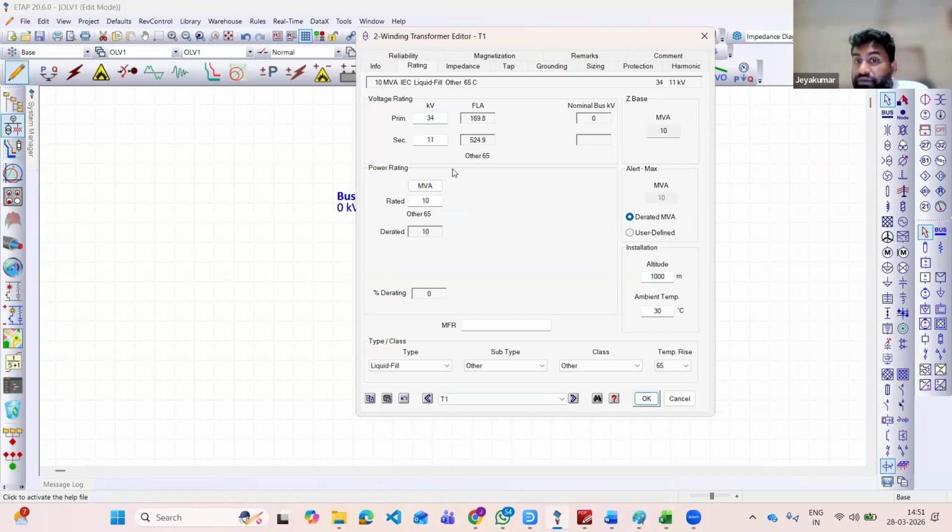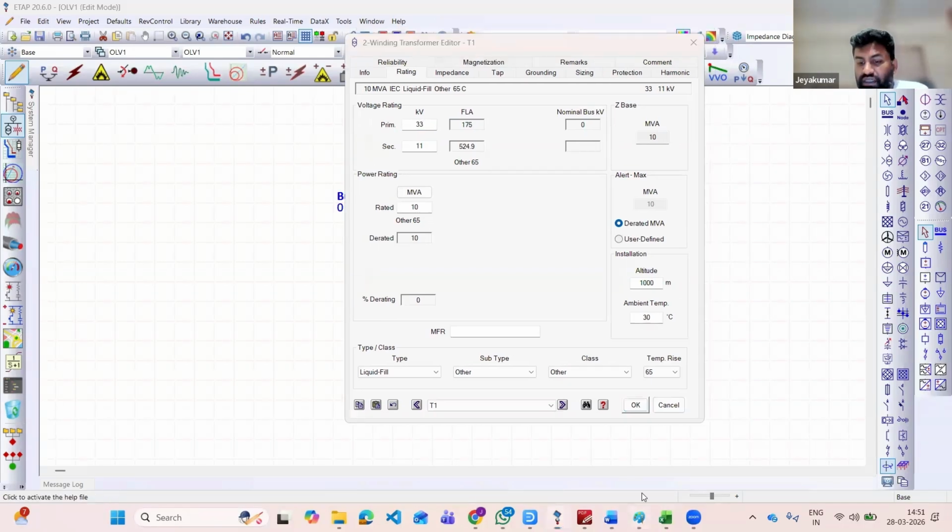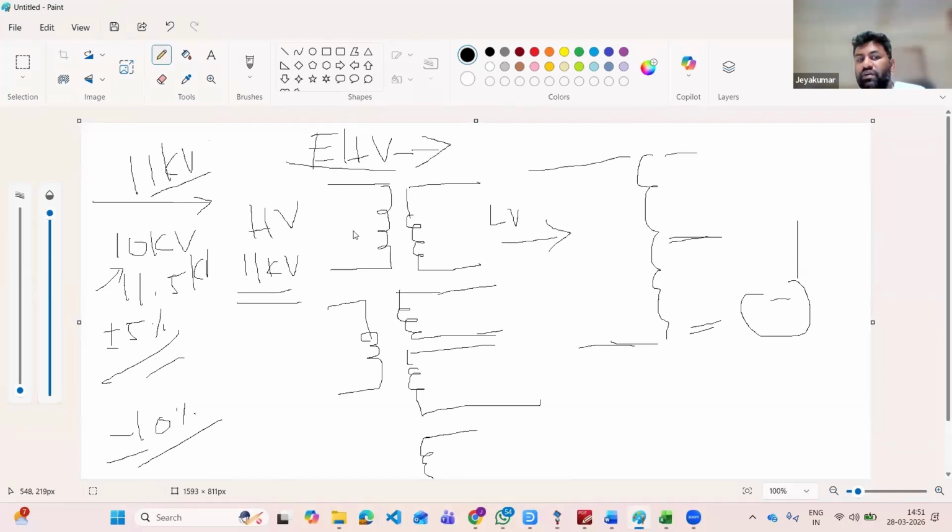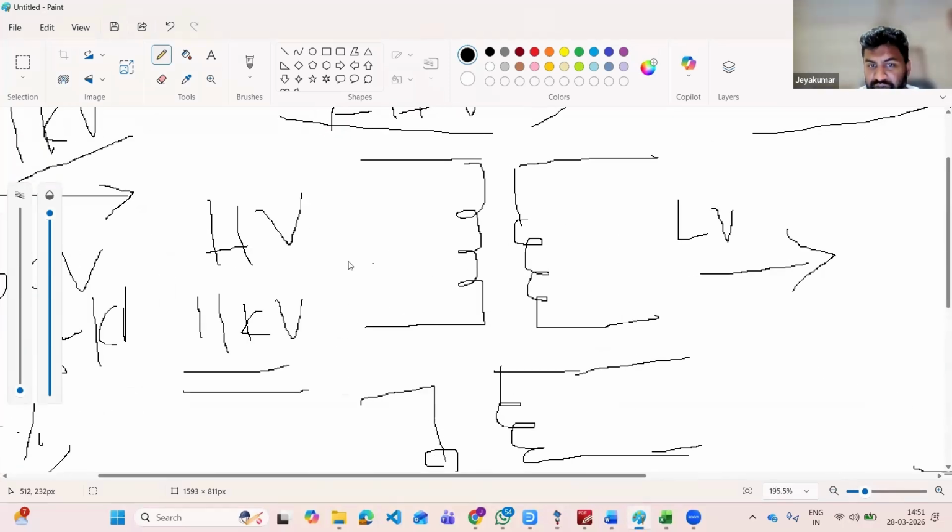When you have such a scenario, what will happen? That's what this tap changing talks about. There will be one more point. So the tap changer, from here you have to tap it like that.